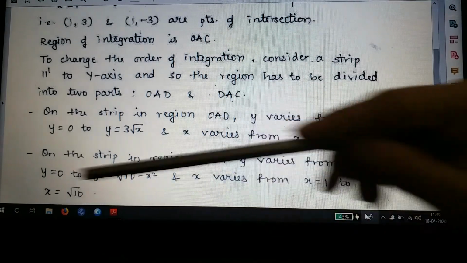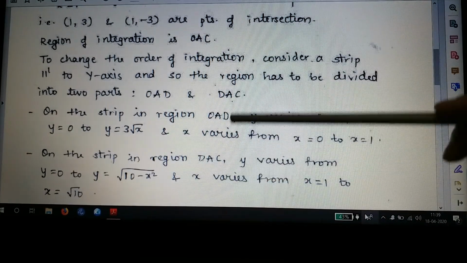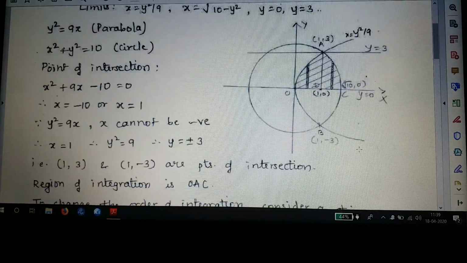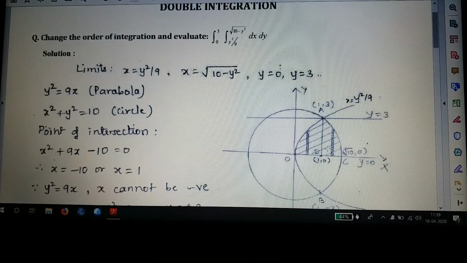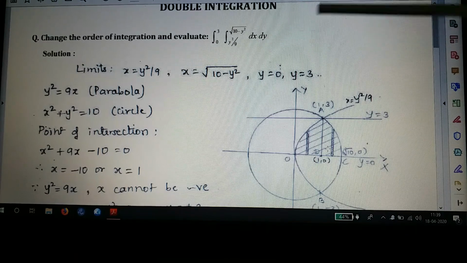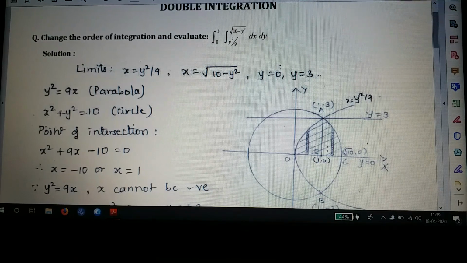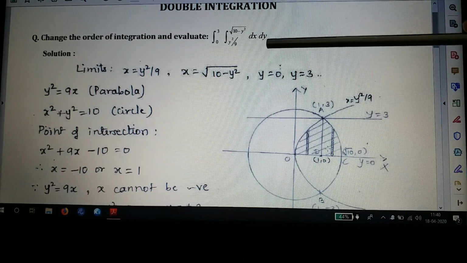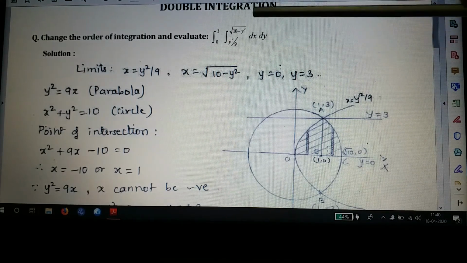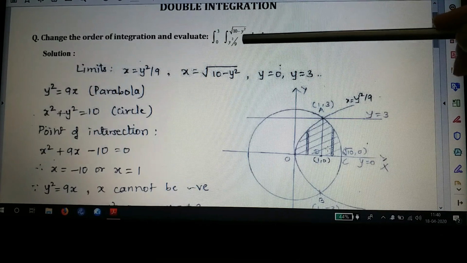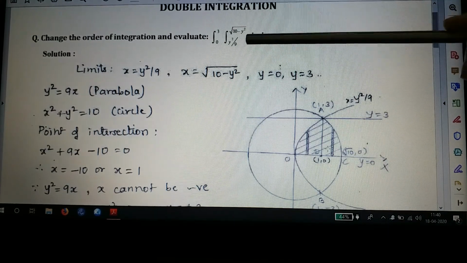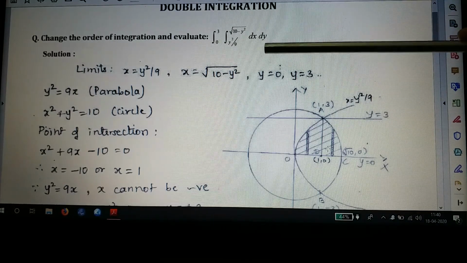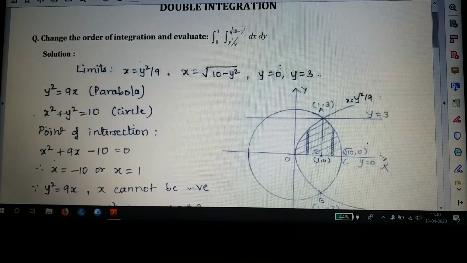Now since we have two regions, I already told you the given integral we will be dividing into two parts. This integral we will write as an addition of two parts. Okay, so let us do that. Here it was dx dy. We have changed the order. Now it will become dy dx. The function is 1. Okay, so let us now write the integral by changing the order and then we will evaluate it.